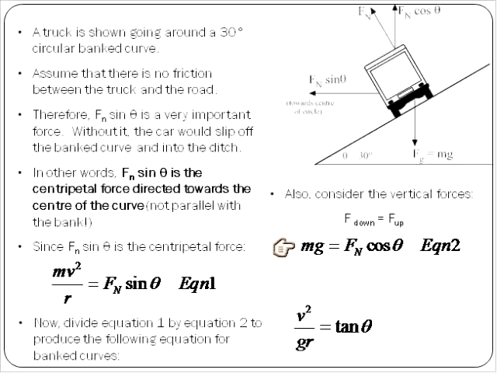And I'm going to call those equation 1 and equation 2. Now if I divide those two equations, look what happens. If I take equation 1 over equation 2, the masses would cancel. The FNs would cancel. That would leave you with V squared over GR, or RG, and it would leave you with sine over cosine.